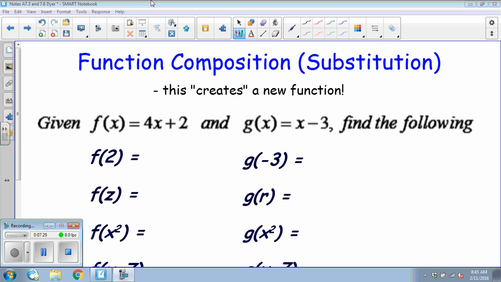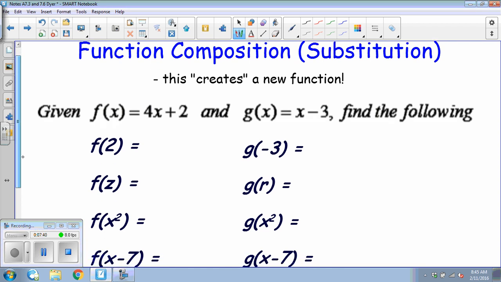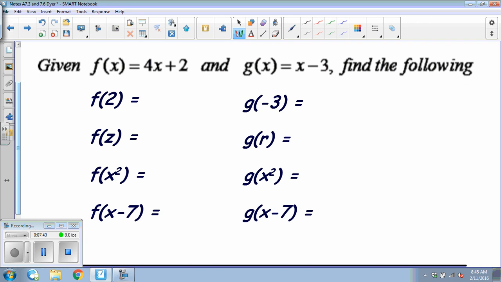So before we actually get to the actual function composition, let's make sure we understand how to substitute values into a function. So if you were given f of x equals 4x plus 2 and g of x equals x minus 3, and then it told you to find the following. Let's make sure we understand what we're doing. So if we were asked to find f of 2, that means we substitute 2 for x in the f function. So that's equal to 4 times 2 plus 2, which is 8 plus 2, which is 10. So f of 2 equals 10.